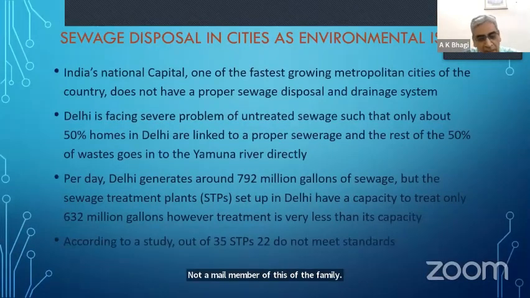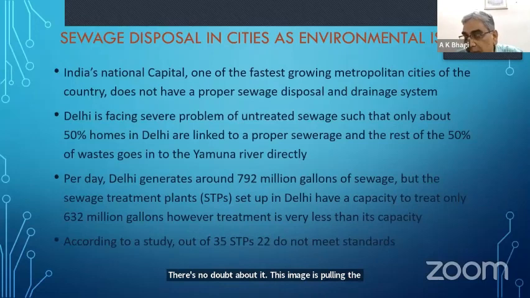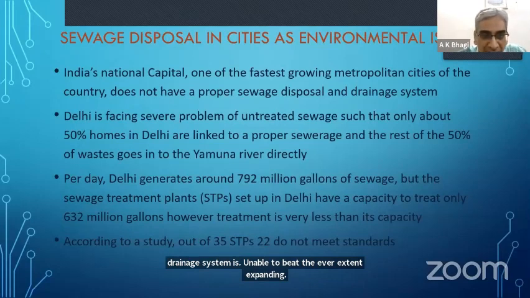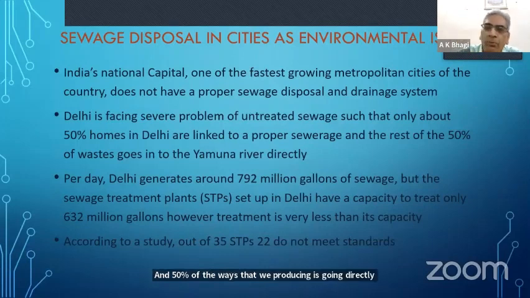Then the second problem, which I'll hurriedly be covering, is sewage disposal in cities. It's a big problem. I'll take the example of Delhi and then try to explain. The national capital is a faster growing metropolitan city, there's no doubt about it. The sewage disposal in the drainage system is unable to meet the ever expanding population and area. And 50% of the homes are not linked with the proper sewage system. And 50% of the waste that we're producing is going directly into the Yamuna or other water bodies.